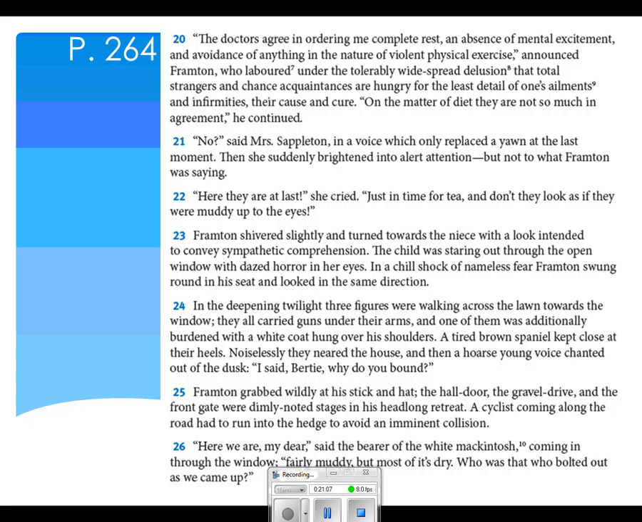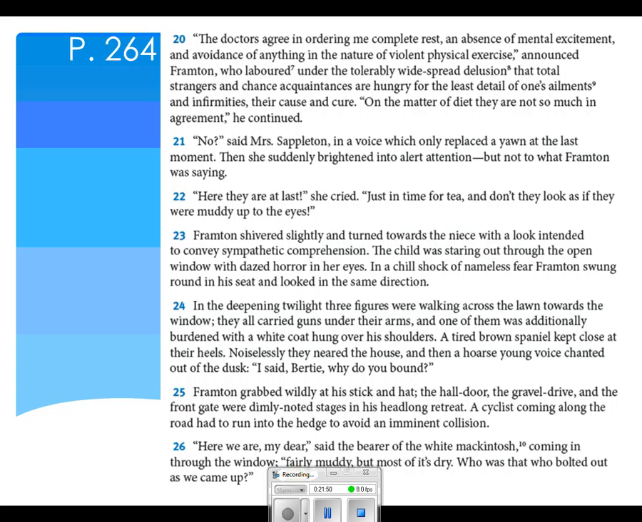I'm going to continue reading. I'm on paragraph 20. "The doctors agreed, ordering the complete rest, an absence of mental excitement, and avoidance of anything in the nature of violent physical exercise," announced Frampton, who labored under the tolerably widespread delusion that total strangers and chance acquaintances are hungry for the least detail of one's ailments and infirmities, their cause and cure. "On the matter of diet, they are not so much in agreement," he continued. "No," said Mrs. Stapleton, in a voice which only replaced a yawn at the last moment. Then she suddenly brightened into alert attention, but not to what Frampton was saying.